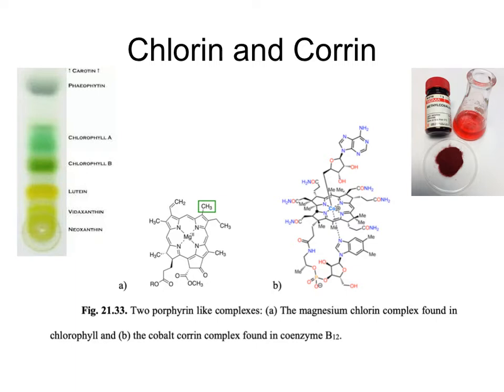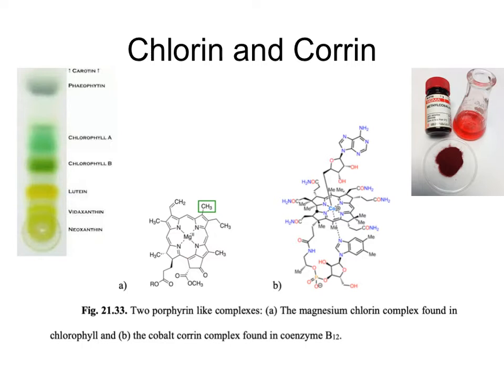In addition to heme, there are other highly colored centers in biology using a chlorin or a corrin ring. These are slight modifications to the porphyrin ring. This is the chlorin complex found in chlorophyll. You can see that this is a fused ring system, and so that differs slightly from the porphyrin ring system. And chlorophyll has these bright green colors.